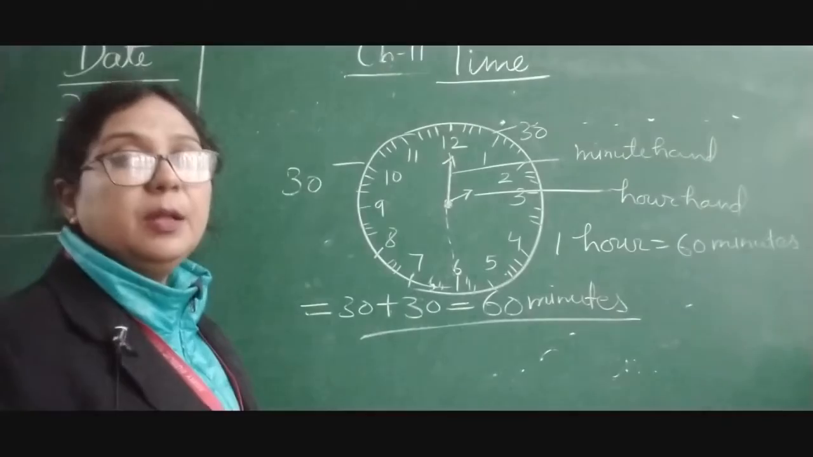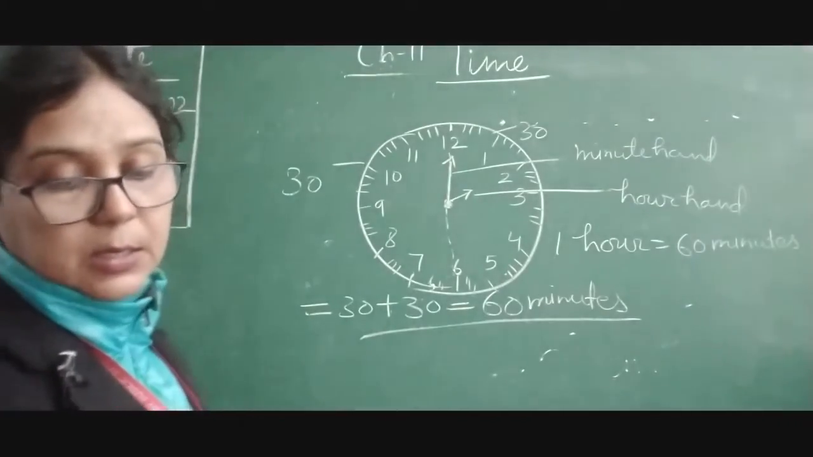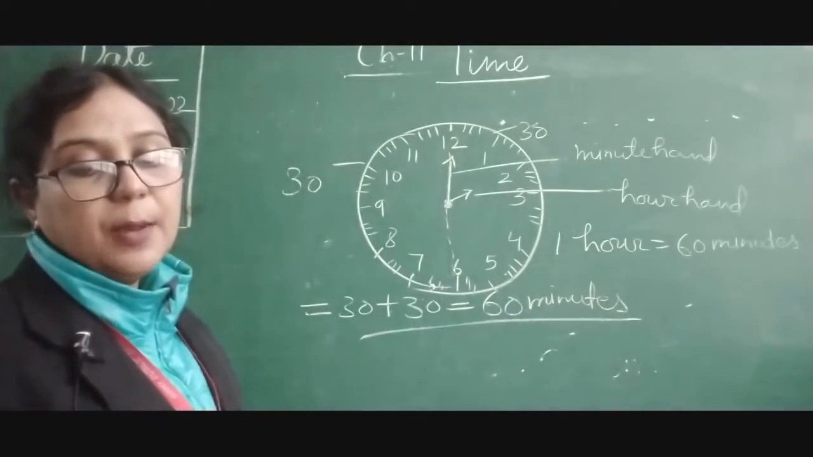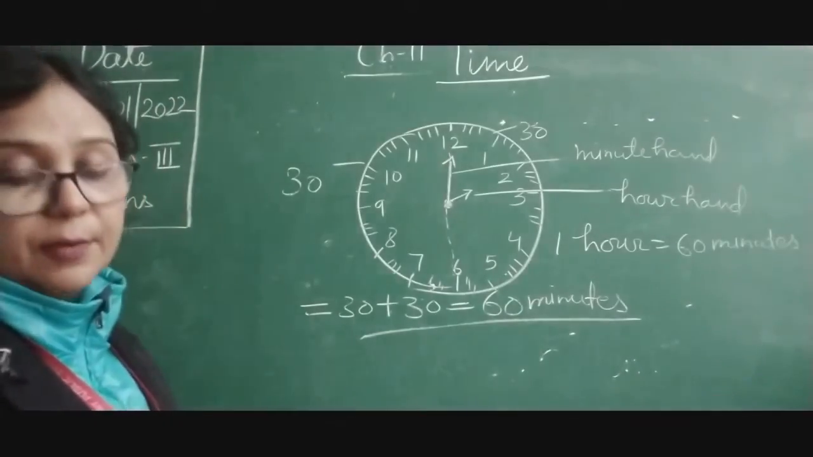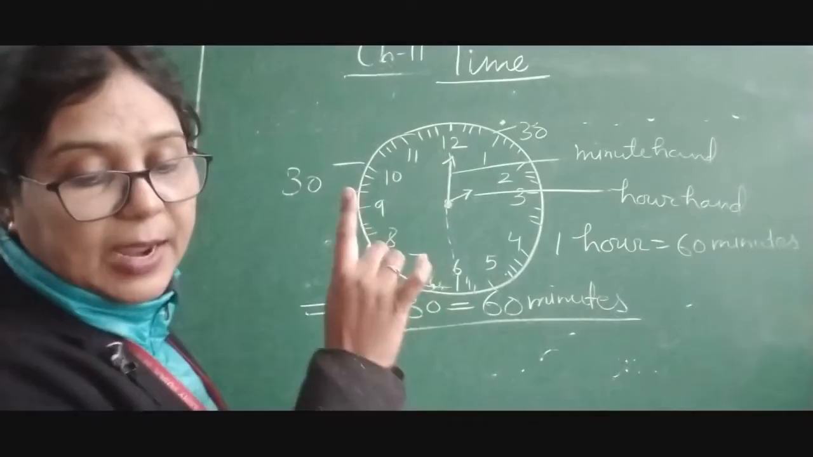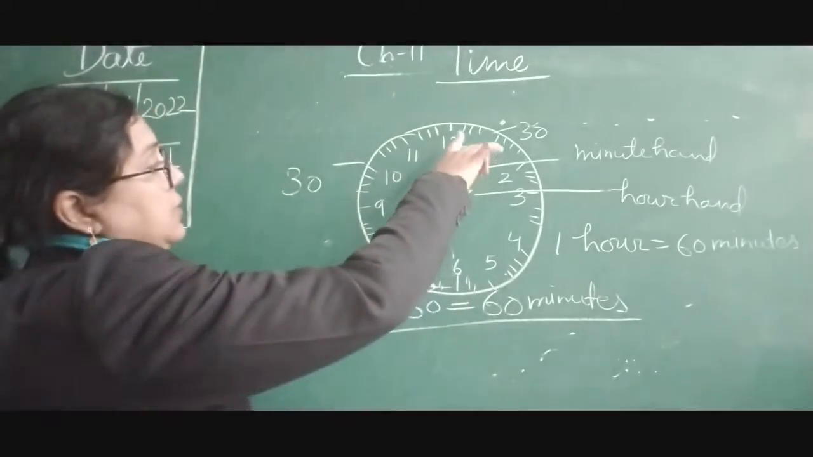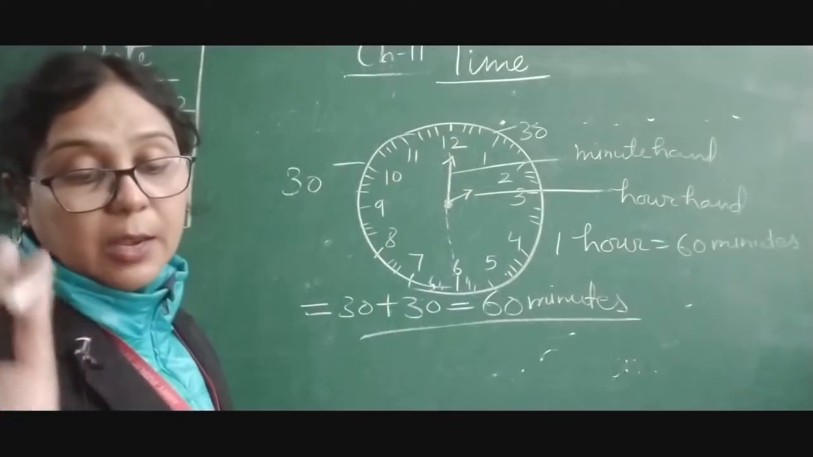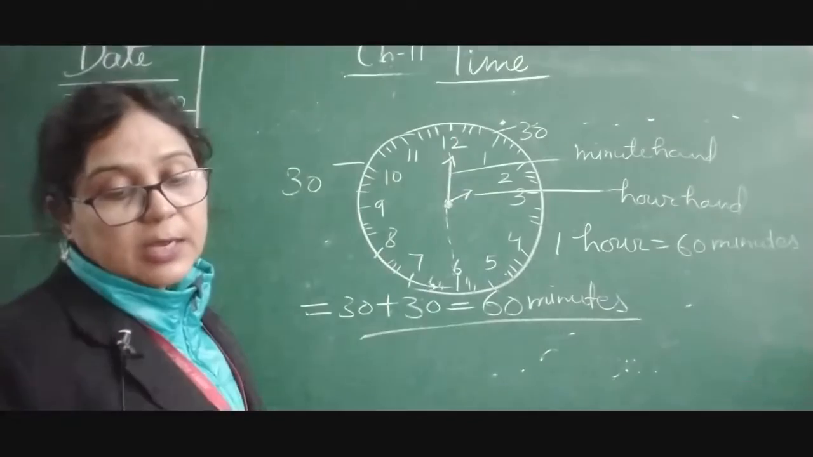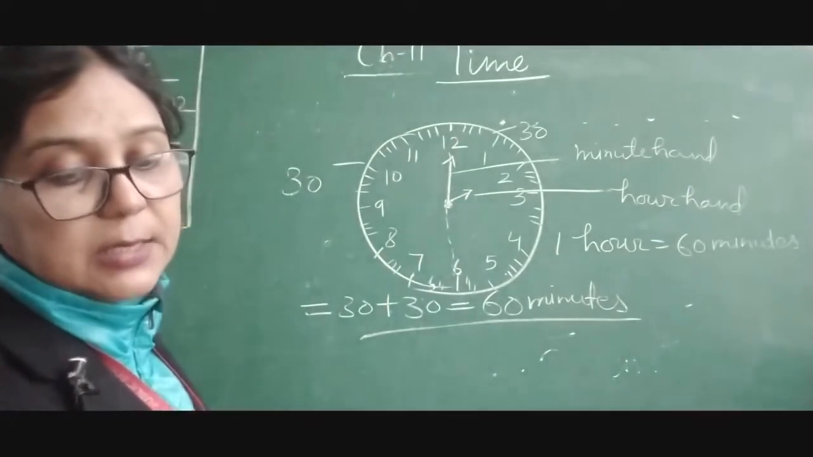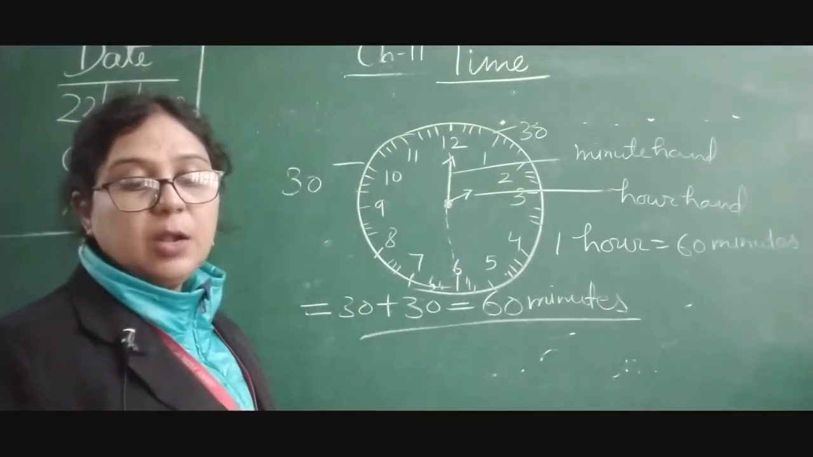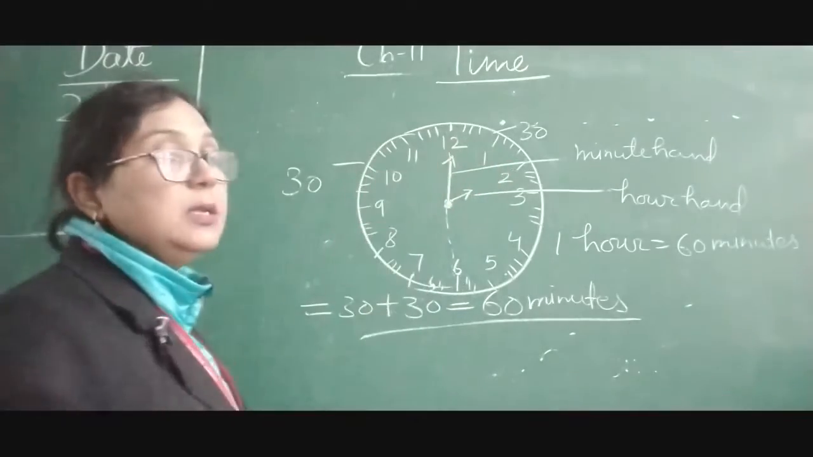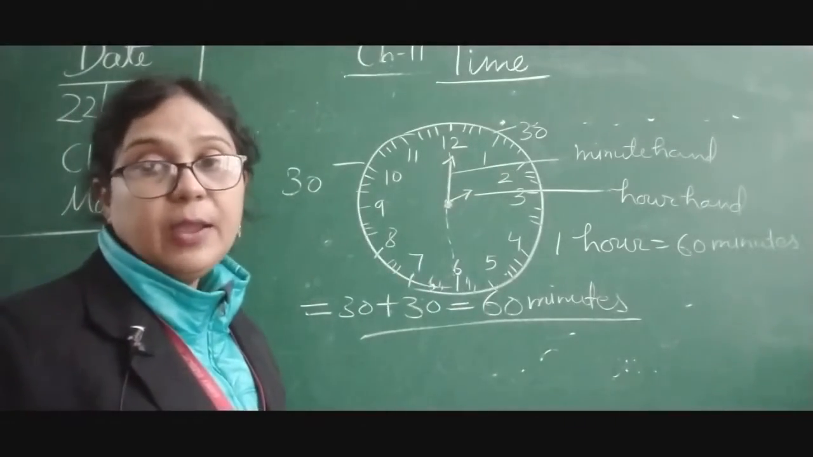So always remember the clock is divided into 12 equal parts. These parts are marked as 1, 2, 3, 4, up to 11 and 12. And there are 5 equal small subdivisions between two successive numbers. Thus, there are 60 small divisions in all. So between two successive numbers, there is a division of 5 minutes.